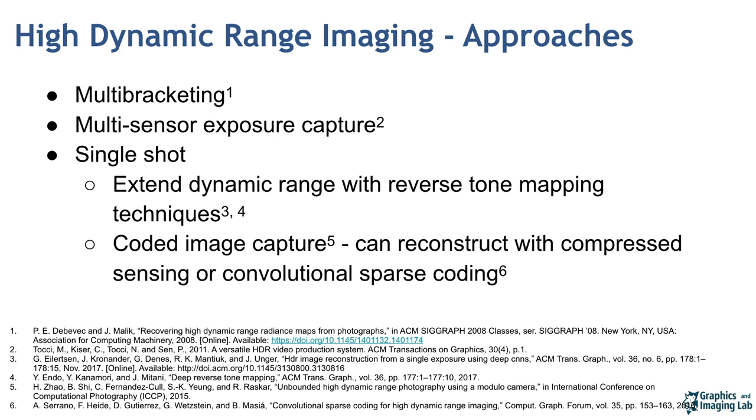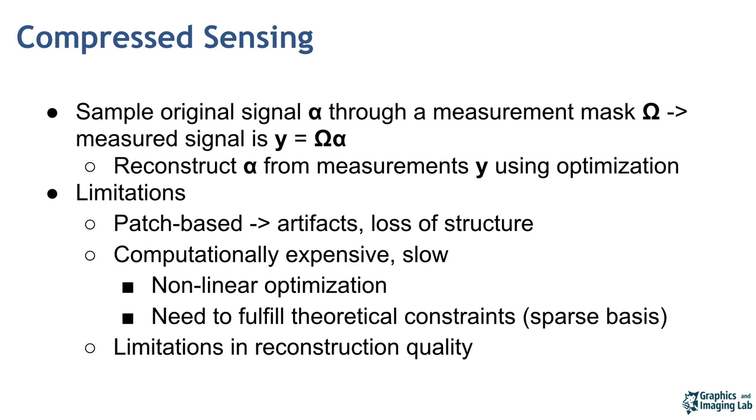Many state-of-the-art single-shot techniques either use reverse tone mapping to extend the dynamic range, or they capture a coded image and reconstruct an HDR image from it. This reconstruction of a coded image has been done using compressed sensing, and we aim to build off of these methods. Compressed sensing is a technique that reconstructs an undersampled signal. The input is the captured image Y and the measurement mask omega, and the goal is to reconstruct the signal alpha from limited measurements. While compressed sensing has led to impressive results and worked well for reconstructing an HDR image from a coded low dynamic range image, it has limitations.